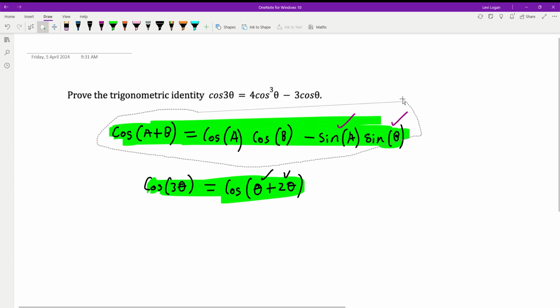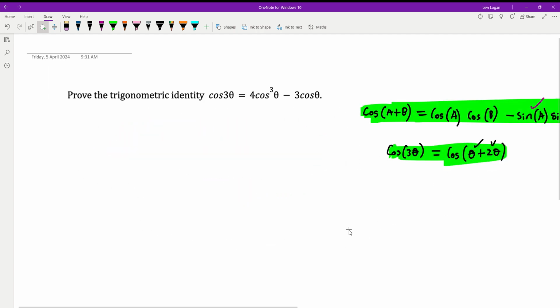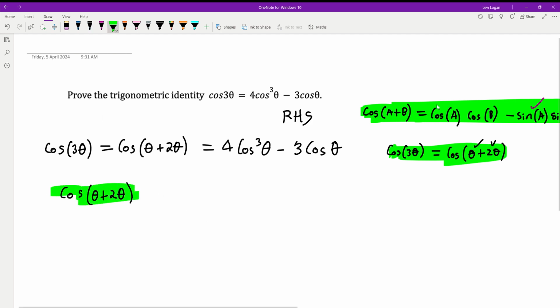So if we just move this to the side, we can go, alright, cos of 3 theta is the same as cos of theta plus 2 theta, and then we're just going to sub into this formula. So cos of theta plus 2 theta, and you can just write that if you really want to. I'm going to refer to this from now on as just the right hand side, so I won't write it continuously. But now I'm going to substitute this into this green formula up here.